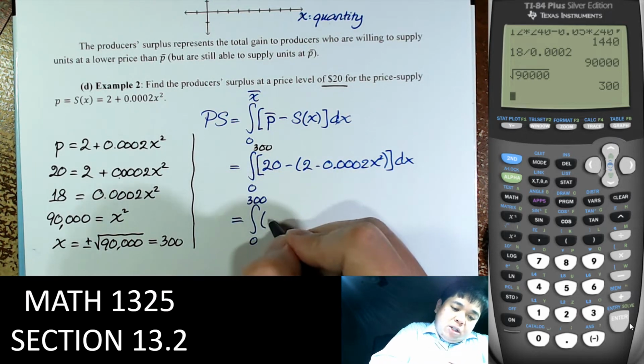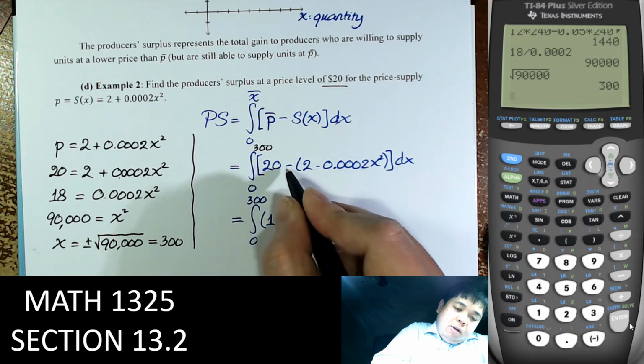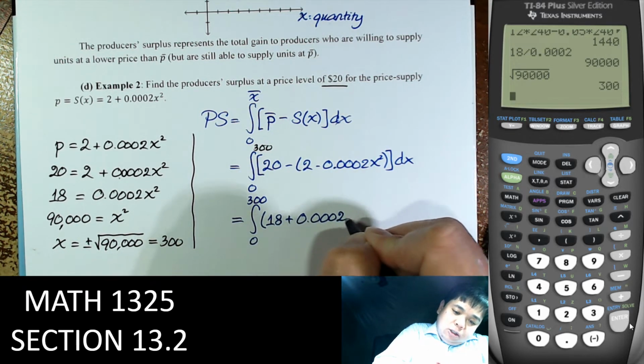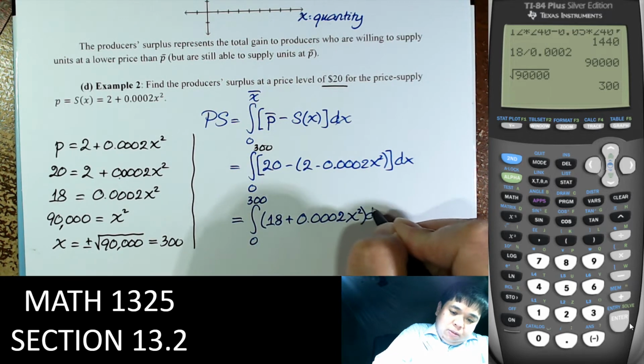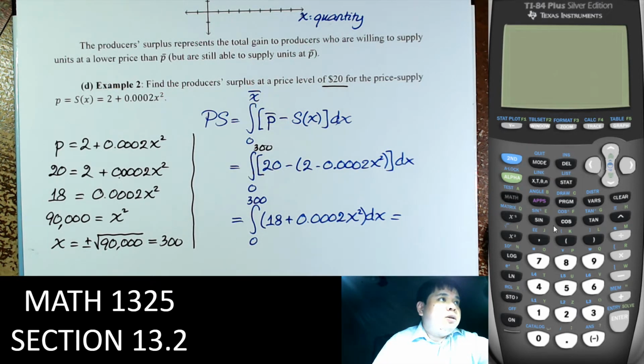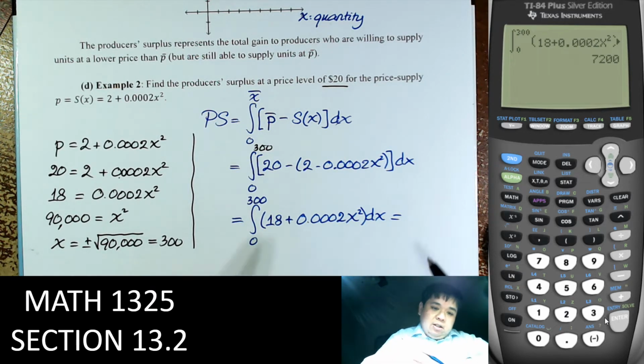So 20 minus 2 is 18. Minus a negative, that's a plus. So we just need to evaluate that, 0 to 300 of 18 plus 0.0002 x squared. I'm just going to evaluate this with the calculator. 7,200.